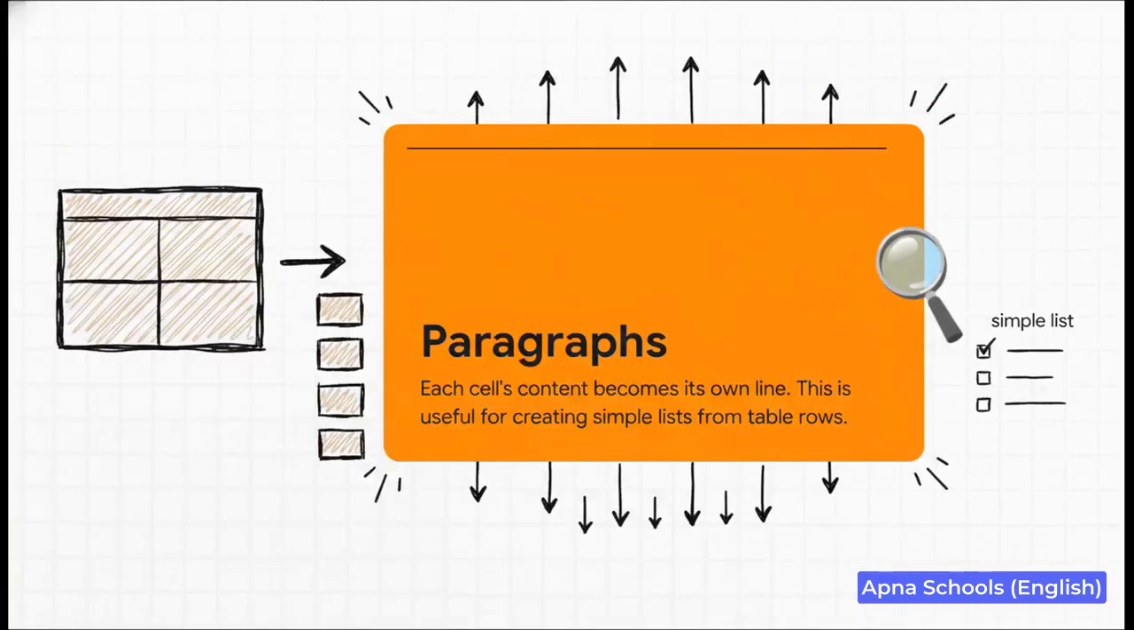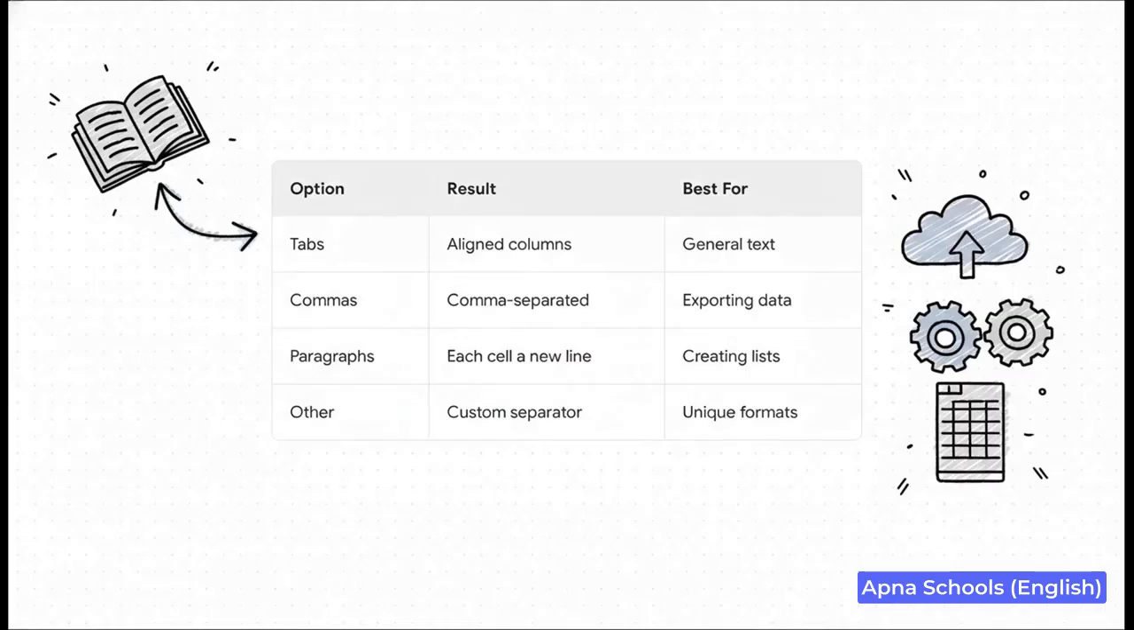And then there's the paragraphs option. This one's a little different. It basically takes every single box, every cell, and puts its content on a brand new line. It's actually perfect if you need to turn a row from your table into a quick, simple list. So you see, the main thing is to just think ahead. Where is this data going next? Are people just going to read it in the document? Are you exporting it? Your answer is what'll tell you which separator to pick.